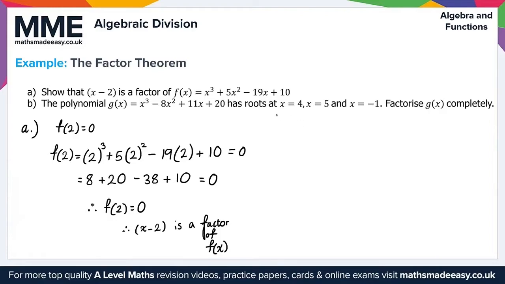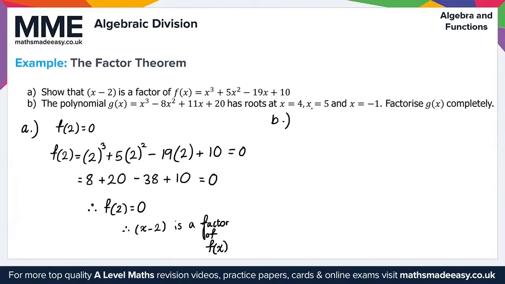For part B then, what we're told is that the polynomial g of x, which is a cubic polynomial, has roots at x equals 4, x equals 5, and x equals minus 1. And we're asked to factorise g of x completely. And this is actually quite a straightforward example, because we've been given all the roots already, we can go on to factorise this completely in a nice, straightforward manner. First, let's just note down the roots.